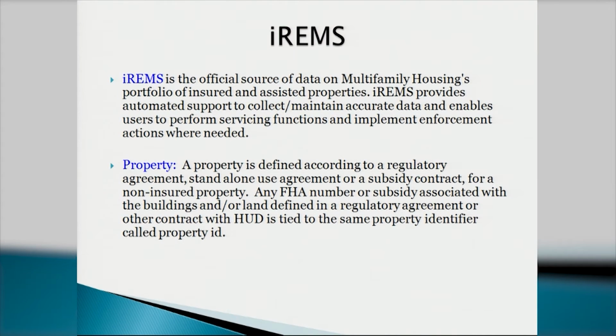Now, this system has active properties in it that are made active by three reasons. One, it can have an active housing assistance payment contract or an active project rental assistance contract. It can be active if it has an active FHA loan or capital grant. Those would be synonymous with FHA insured or FHA capital grants like 202 and 811s.